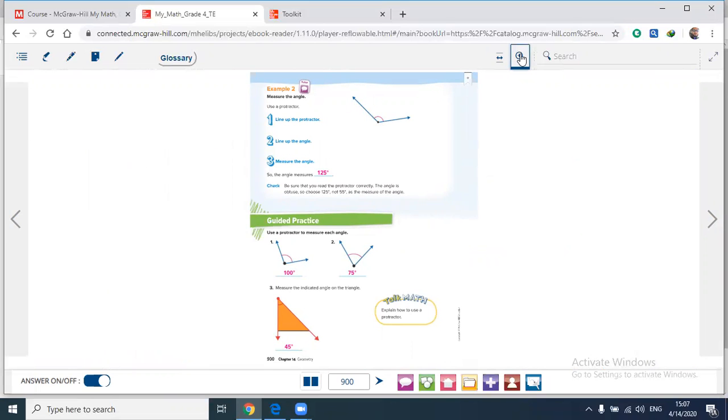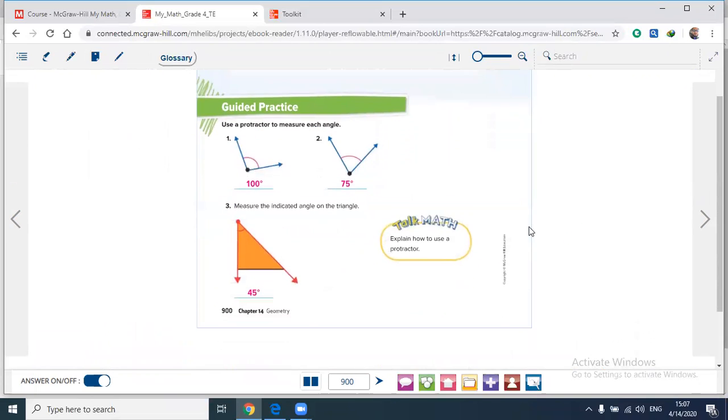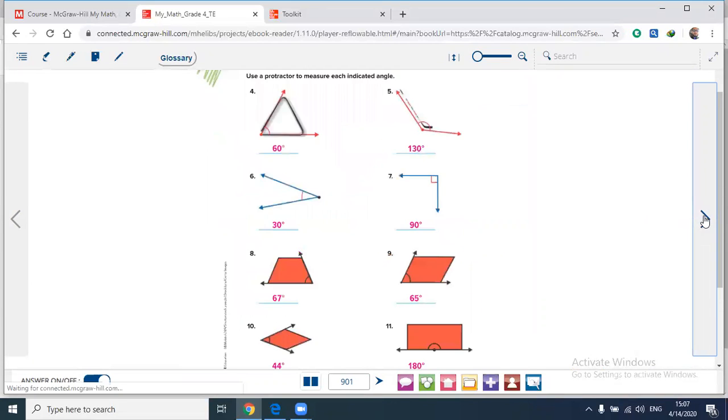Also, same for the next page, 901. This is 900, number 1, 2, and 3. This is the answer. Next page, I'm showing you the answers from number 4 to number 11. As you see, you can stop the video and write it in your book, and then check by yourself by using your protractor as we learned now. Just place the center of the protractor on the vertex of the angle, and then count from 0, from the side to the other side, to know the measure of the angle.